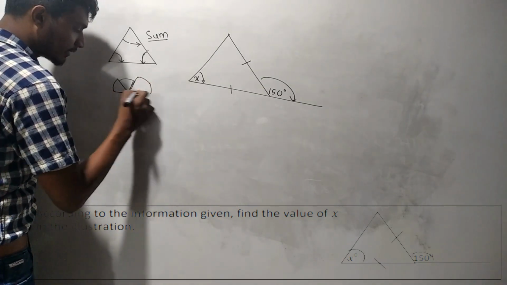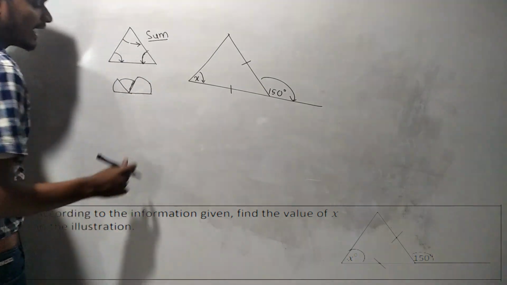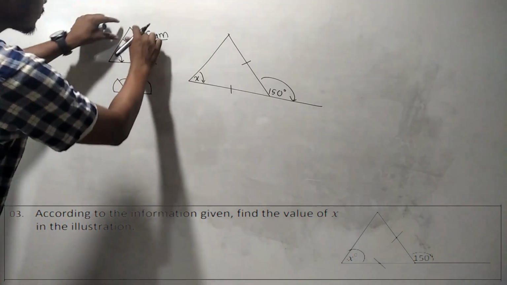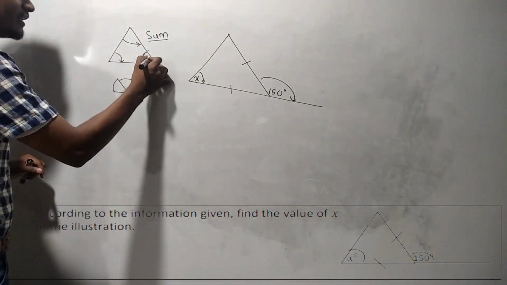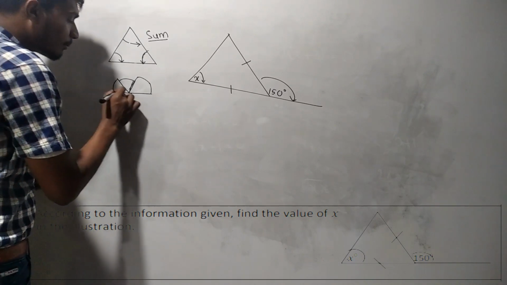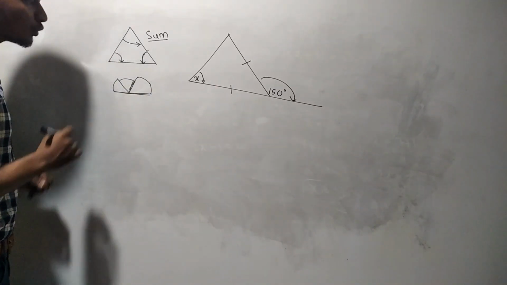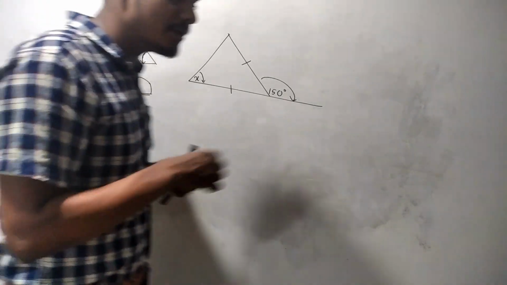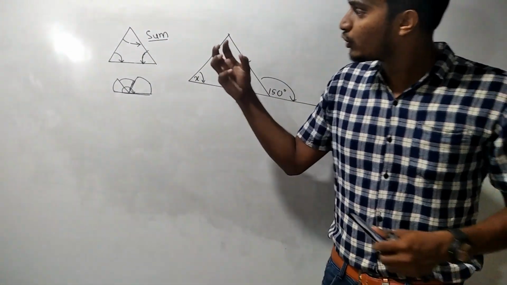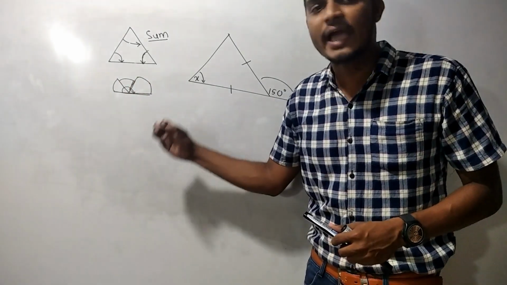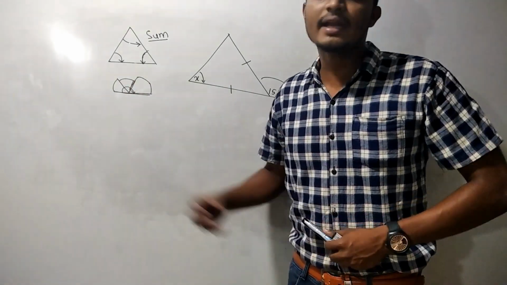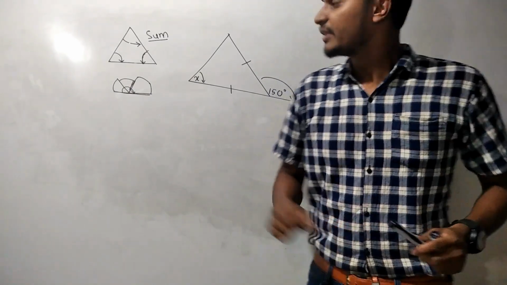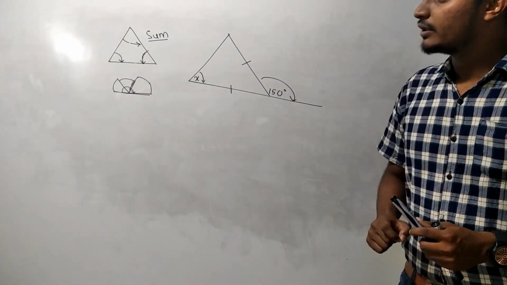You will see that when you connect all these three angles, it will make a straight line. Which means when you add all these three angles, it's going to give you 180 degrees. So the sum of interior angles in a triangle is going to be 180 degrees.